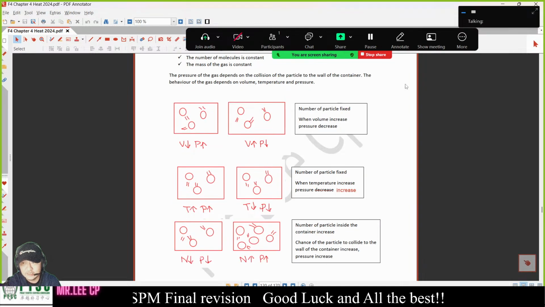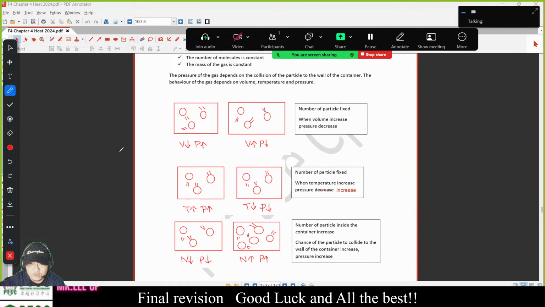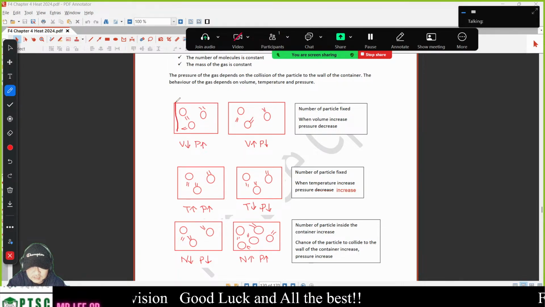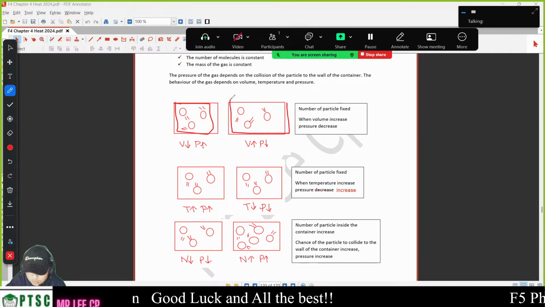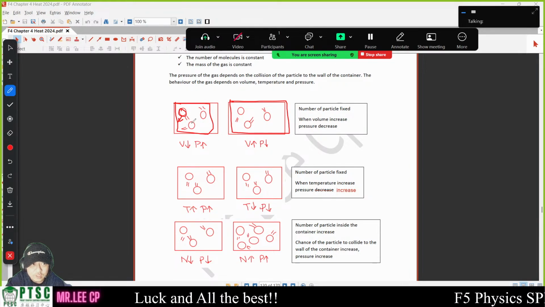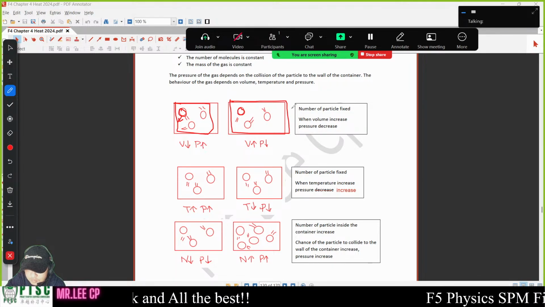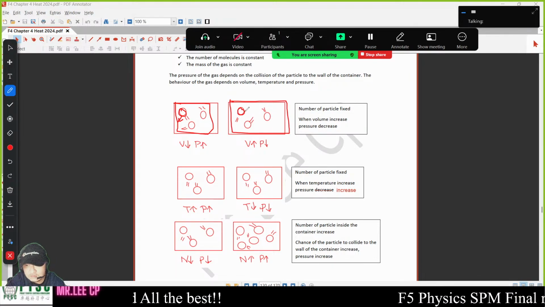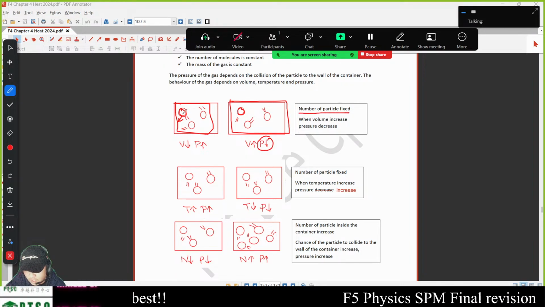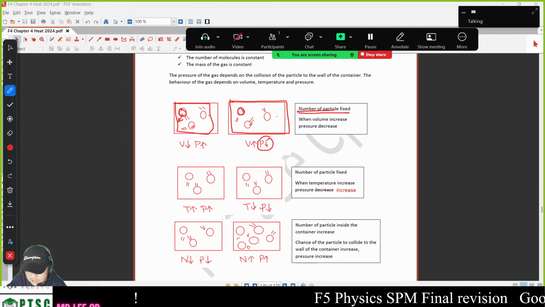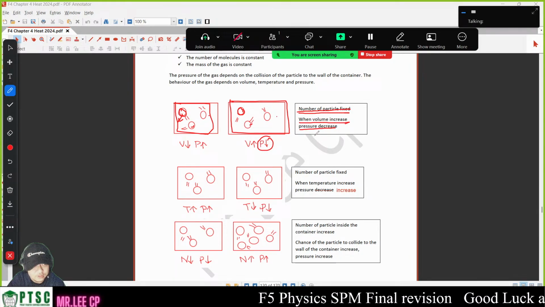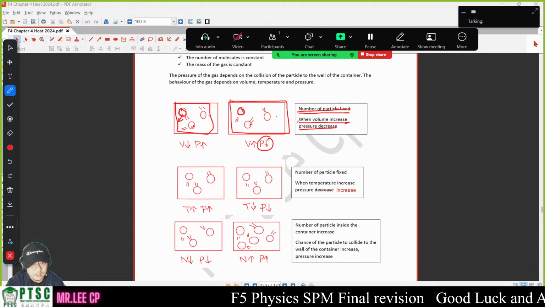So you need to know, when volume decreases, pressure increases. The volume here is small, the volume here is big. So the chance for the particles to hit the wall is high, so the pressure is high. Here, because it is far, the chance for the particles to hit the wall is lesser, so the pressure is lesser. The number of molecules, you got 3, I got 3, so the number of molecules is 6. Volume increases, pressure decreases. This is Boyle's law.